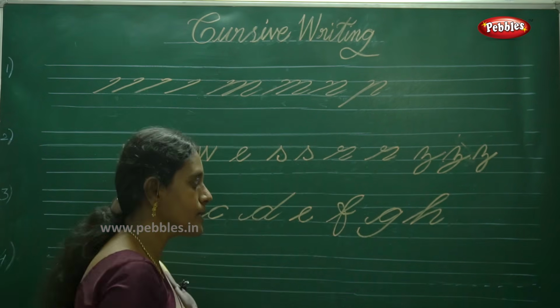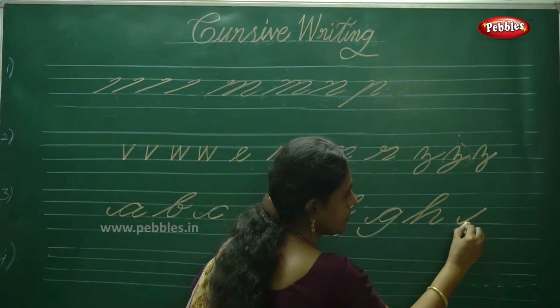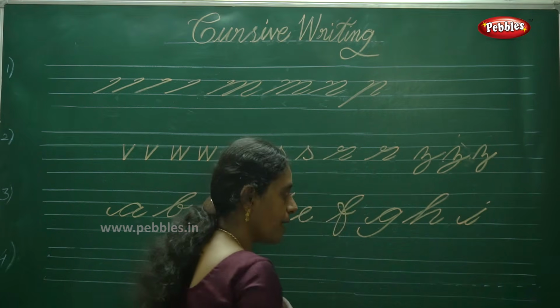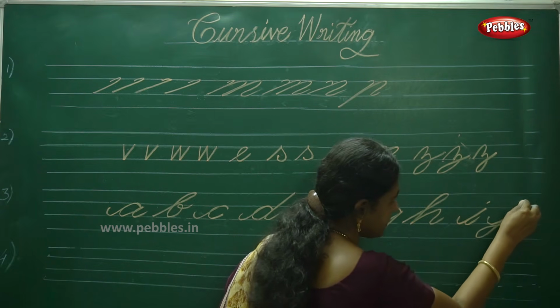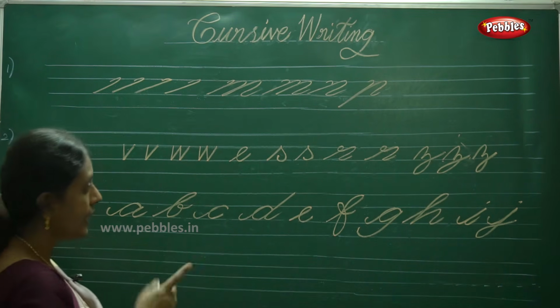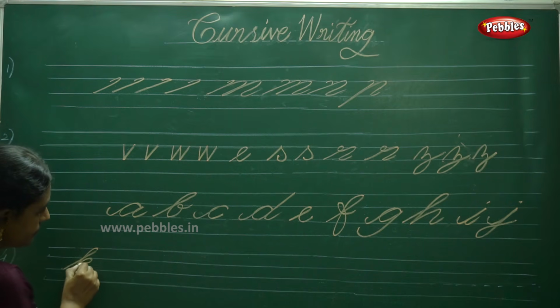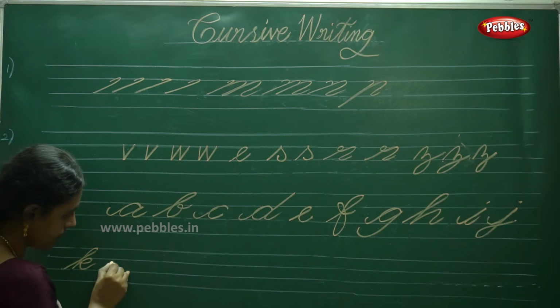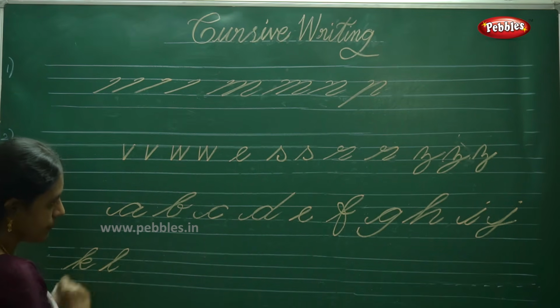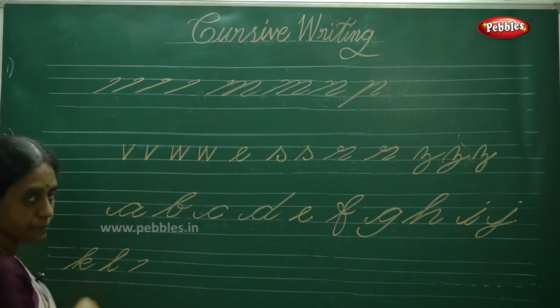Next I. It comes from the tick stroke. I. Then J, that's also similar. Stroke, J. Next K. K is from the L series. So draw K. Okay. Then L, same thing. L. Okay, then M. It comes from the walking stick stroke. M. Okay.